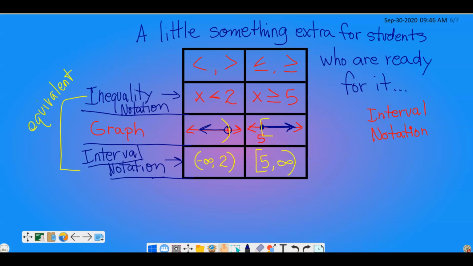So, if you are struggling with this concept, if you think this is kind of difficult, stop watching the video now and just start practicing some problems.